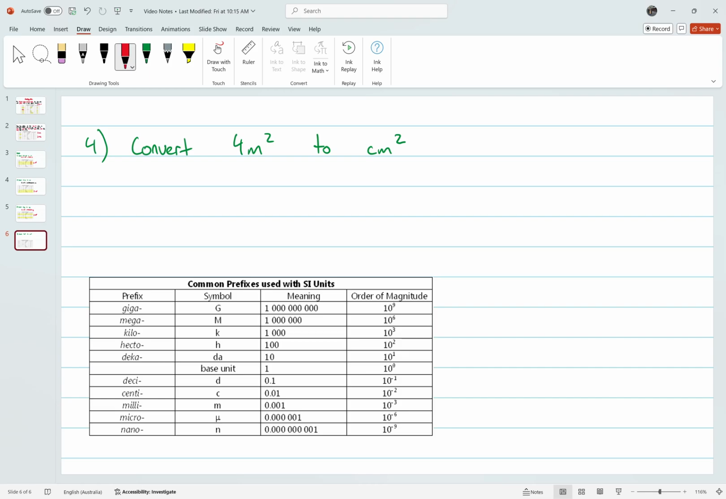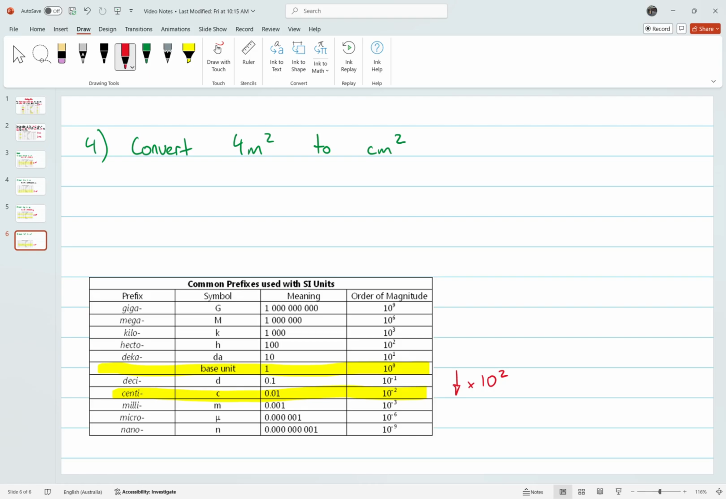So starting off, we want to convert from meters squared to centimeters squared. So looking at our table, first of all, we're starting at the base unit, and we're going to centi, and you guys should all know anyway that that's going to be 100. But because we're going down, we're going to be multiplying by 10 to the power of 2, because we're going from 0 to -2, multiplying because we're going down the table.